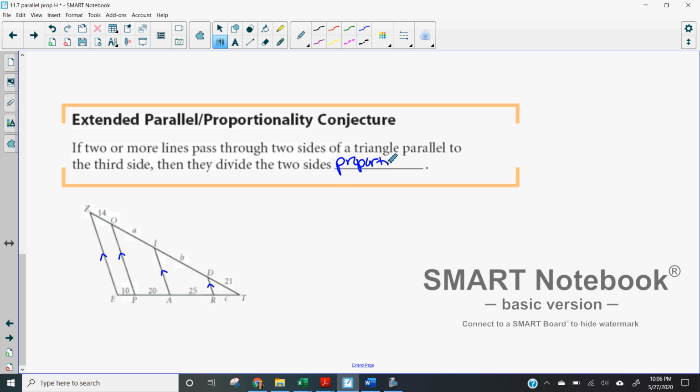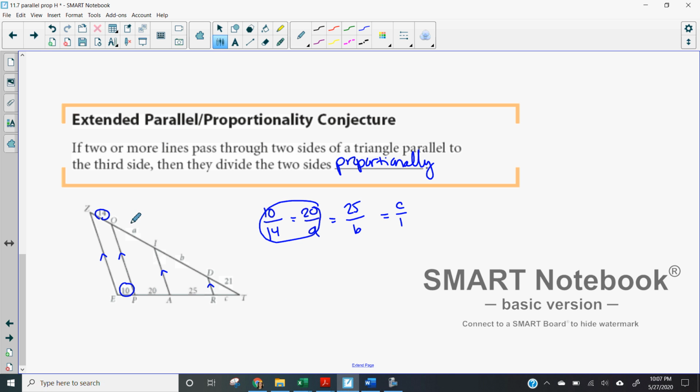Divides those sides proportionally. So in this example, I could say, I'm going to go across the triangle here. 10 over 14. You see where I'm getting those from? 10 over 14 is equal to 20 over A, which is the same as 25 over B, which is the same as, careful with this one, C over 21. And then I could use any two of these at a time. Of course I don't want to work with all four at a time, but I could use, let's say, these two to find A, or 10 and 14 with this one to find B, etc.